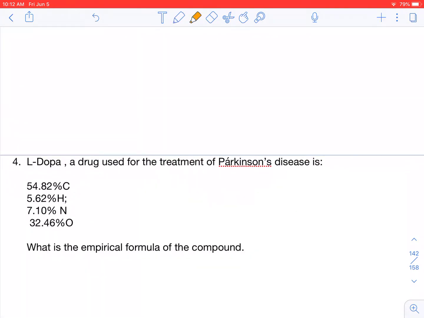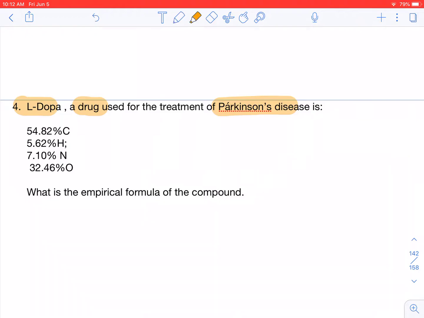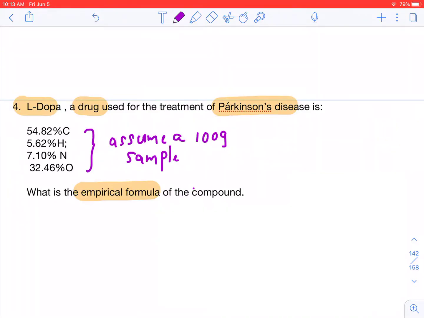Here we got L-DOPA. It's a drug, right? And what's it used for? It's used for Parkinson's disease, right? Same routine we're going through here again, and we want to know what is the empirical formula. So we can do the same thing, and we can say here assume a 100-gram sample.